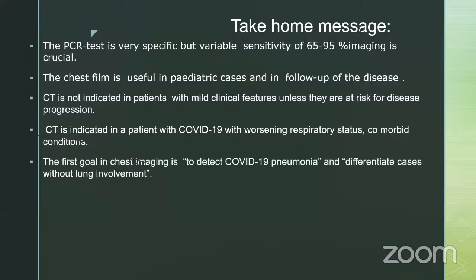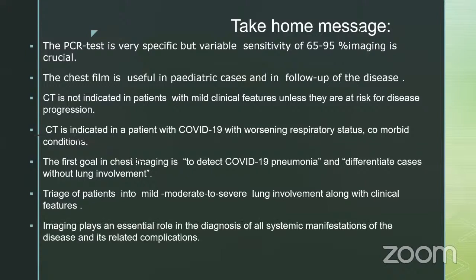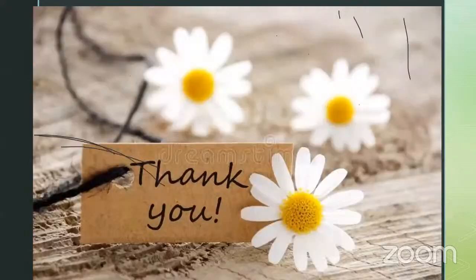The first goal in CT imaging is to detect whether the patient has COVID pneumonia or not. And if he has involvement of lungs by COVID, we have to differentiate and stage them, whether they belong to mild, moderate, or severe categories, and at which stage, early or late stage of presentation, we can identify with CT. Triaging of the patients into mild, moderate, severe categories, along with clinical features and lab biomarkers, is essential. Imaging plays an essential role in the diagnosis of all the systemic manifestations of COVID, as well as its related complications. Thank you all.